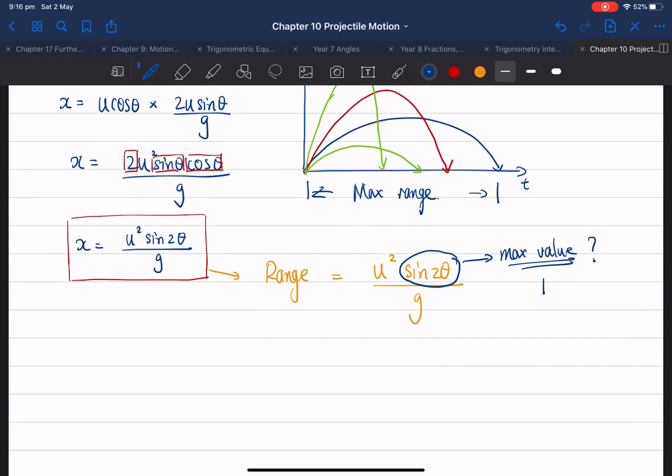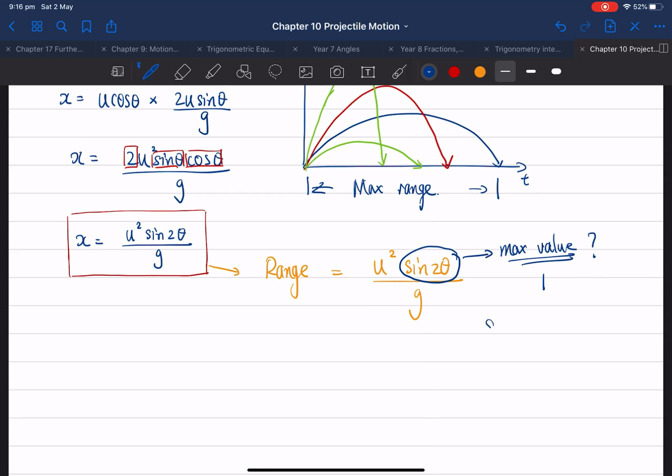So what does that mean? That means if we let sine 2 theta equal 1, then 2 theta is equal to sine inverse 1. Then 2 theta is 90 degrees. So what does theta equal? Well, 45. That is the reason. For any angle that's not equal to 45, you will see that sine 2 theta is not going to be 1. It will always be less than 1, and therefore you are not going to get the maximum range.